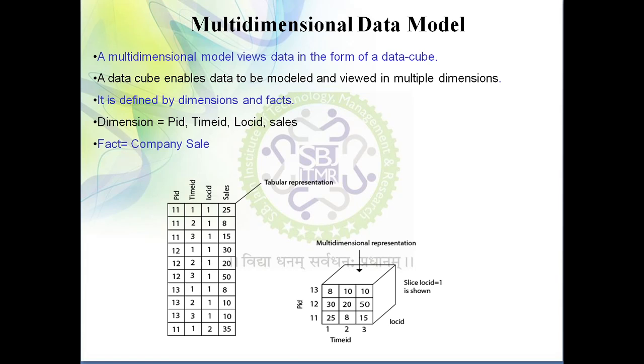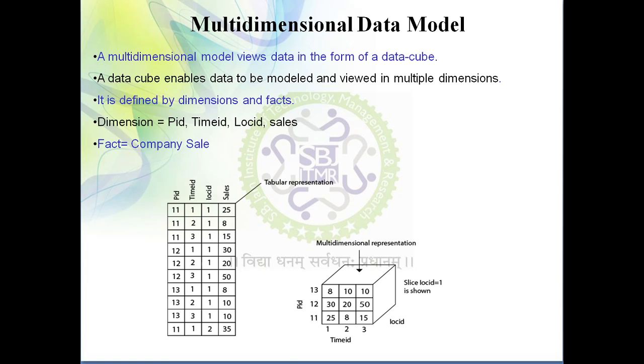And this data cube consists of two things. One is a dimension and second one is a fact. So here we try to understand what do you mean by dimension and what do you mean by fact. So first of all, fact is nothing but, in this case, company sale. Okay, fact is nothing but a company sale. So what we are representing? Sales data. So this is considered as a fact. Suppose we are representing the information about the student, so we can say that student data is a fact.